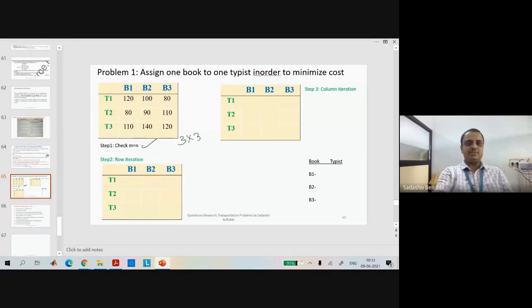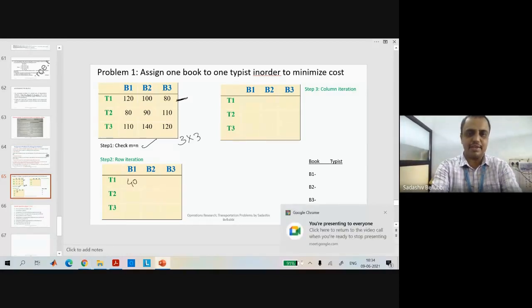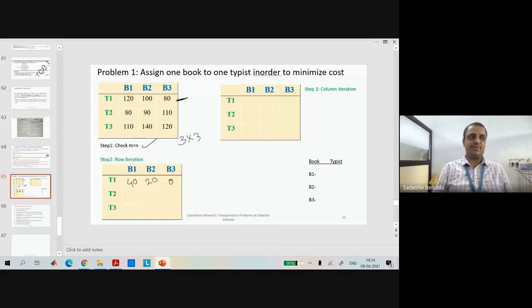Okay, second step is row iteration. What do you mean by row iteration? In the first row, you need to identify the least number. What is the least number? Okay, 80 is the least number. So take that 80 and subtract it from all the numbers in the first row only: 120 minus 80, 100 minus 80, and 80 minus 80. So this is the row iteration for the first row.